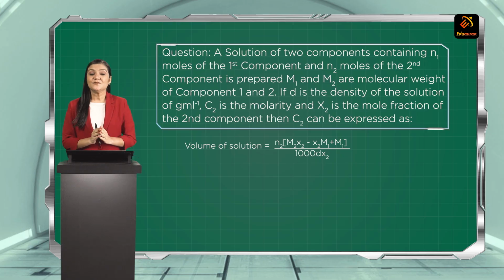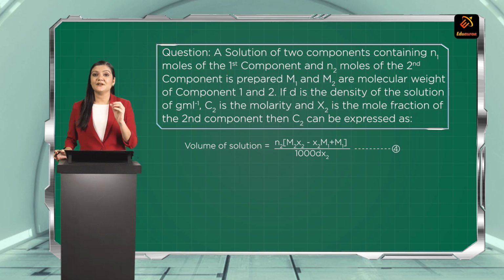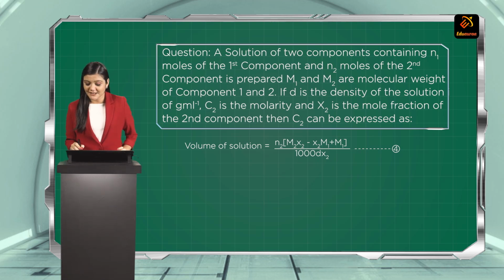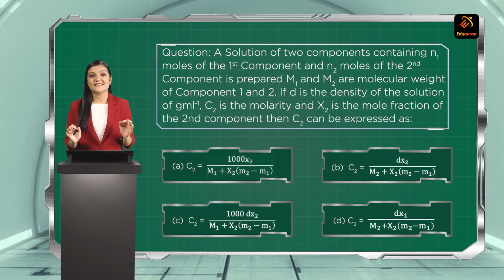So students, to find out the concentration, we will take number of moles of the second component, which is equal to N2, divided by volume of solution, which is nothing but equation number 4. So after rearranging the terms, we will get this equation, and this equation is same as option C. So correct answer is option C.